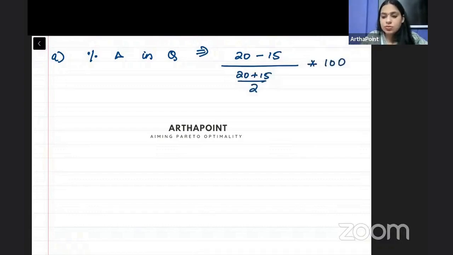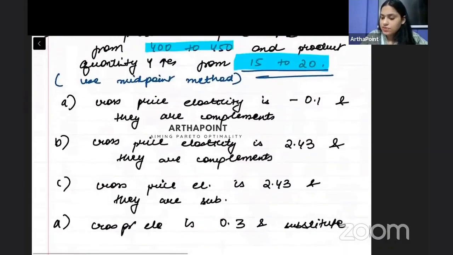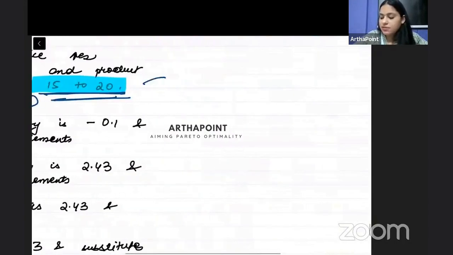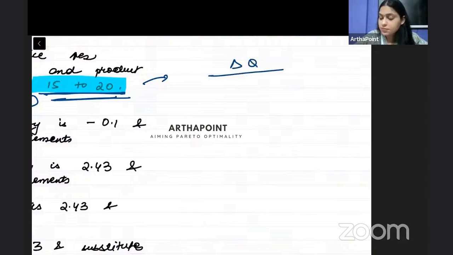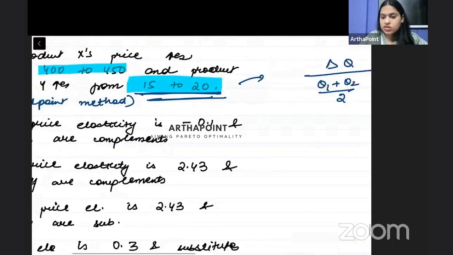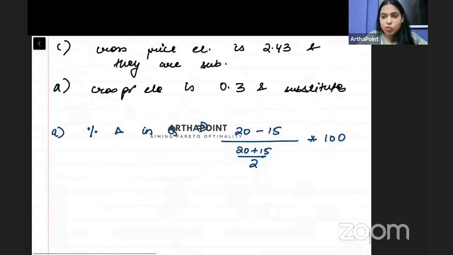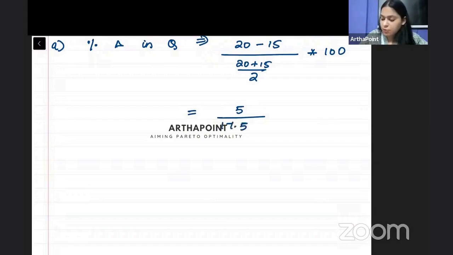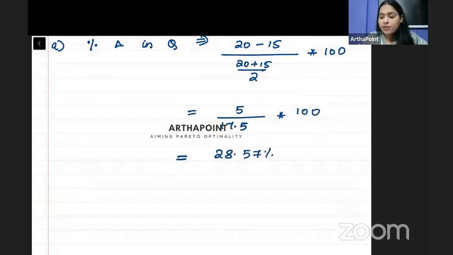समझे बात को? Understood? So we are using midpoint method. तो यहाँ पे midpoint method में we write change in quantity divided by average quantity into 100. So this is what I have done here. I have taken average quantity, right beta? So this will give you 5 divided by 35 by 2, that means 17.5 into 100. So this will be approximately 28.57%.